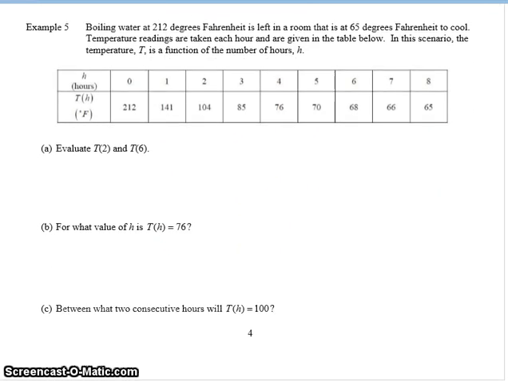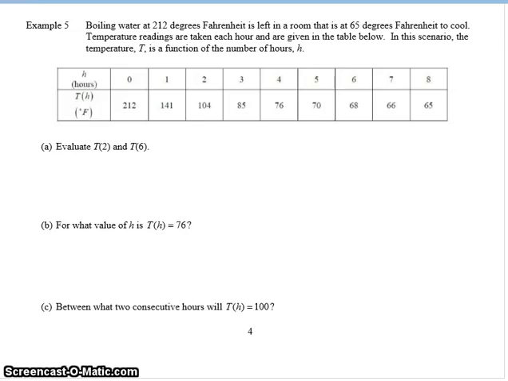All right, example 5. So boiling water at 212 degrees Fahrenheit is left in a room that is 65 degrees Fahrenheit to cool. Temperature readings are taken each hour and are given in the table below. In this scenario, the temperature T is a function of the number of H hours. So basically you have this boiling water, you leave it out, and it's going to cool. So it makes sense that as time goes on, the temperature is dropping.